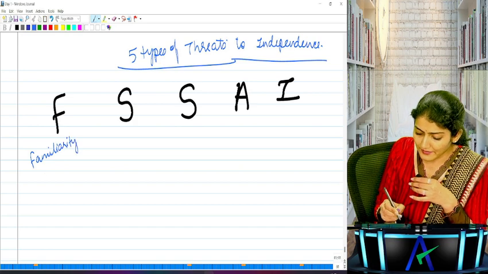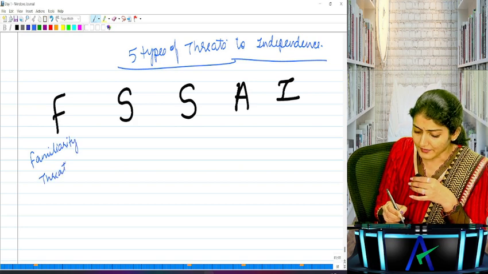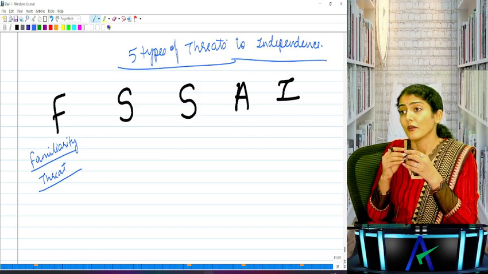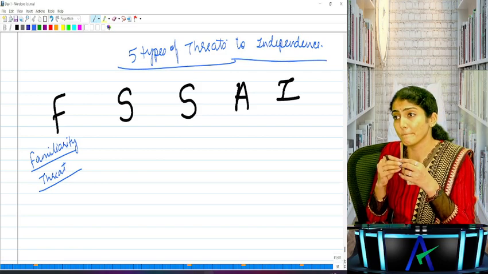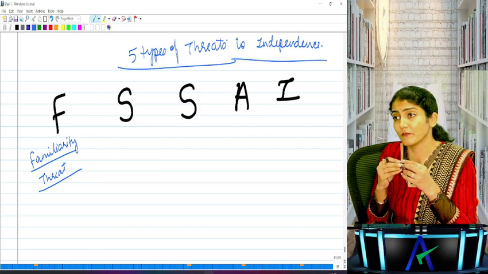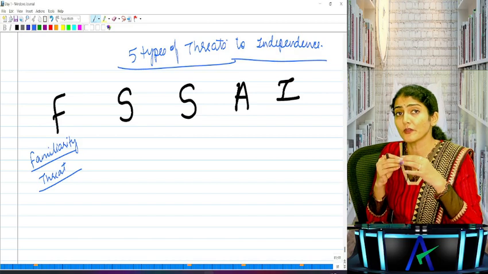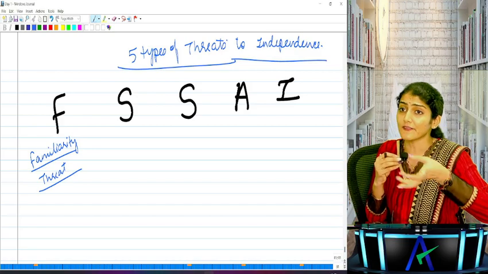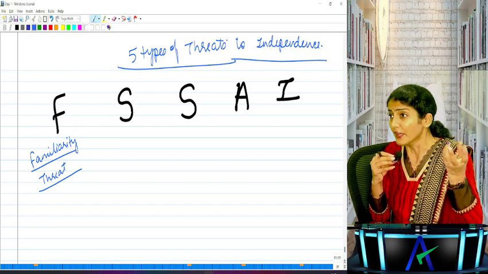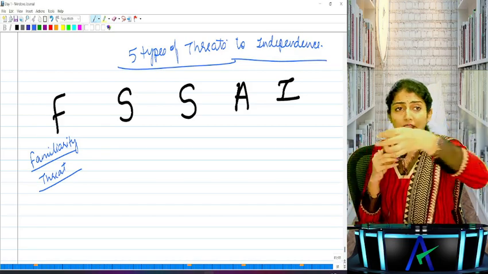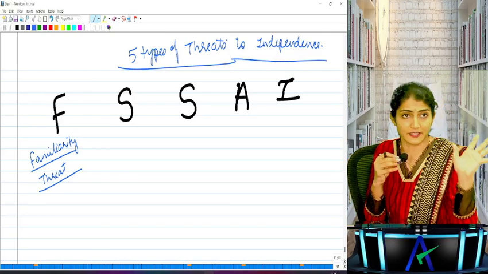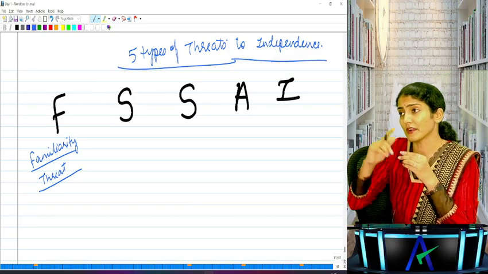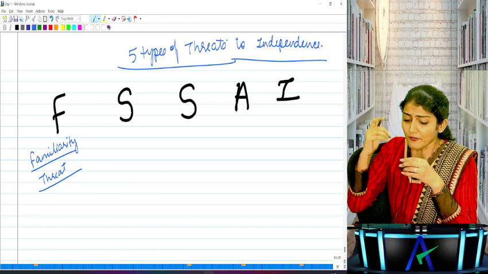What is FSSAI? One is the familiarity threat. What do you mean by familiarity threat? He becomes too sympathetic to the client's interest, having a long association with the client. So, rotation of company auditor came just because of the familiarity threat.